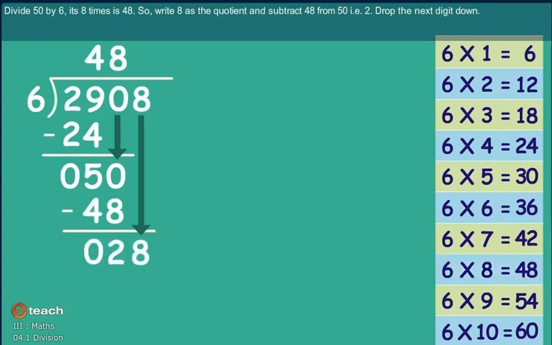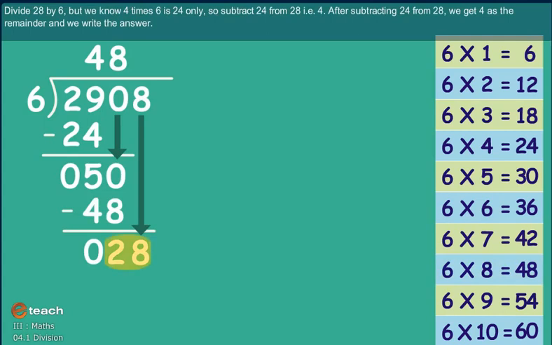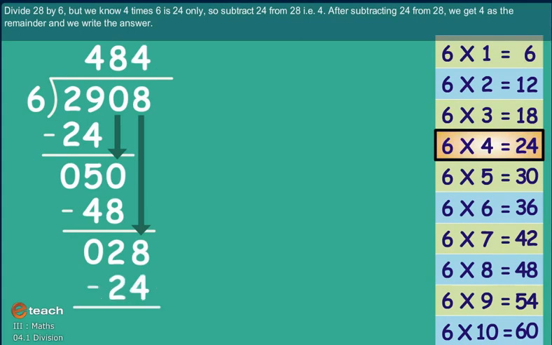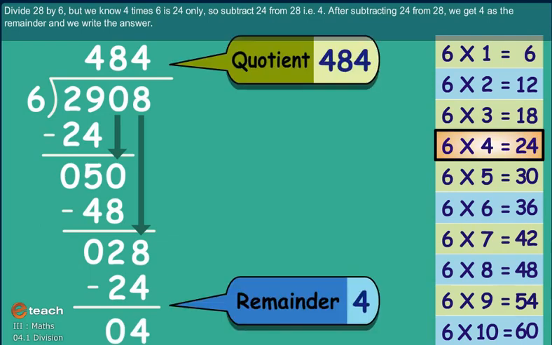Drop next digit down. Divide 28 by 6. But we know 4 times 6 is 24 only. So subtract 24 from 28. After subtracting 24 from 28, we get 4 as remainder and we write the answer.